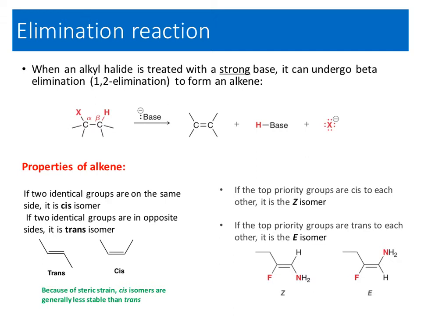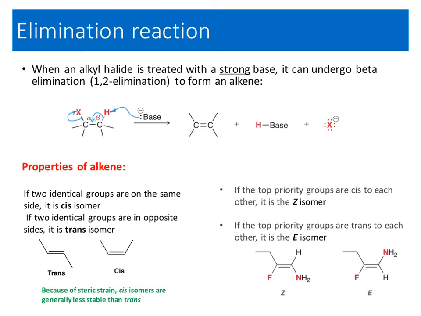And what's happening is that the base attacks the proton on a beta carbon through acid and base reaction, moves the bonding electron to form a double bond, and the leaving group leaves. So the product for elimination reaction would be an alkene. We already talked about alkene a little bit. I just want to review some of the concepts that we talked about before.